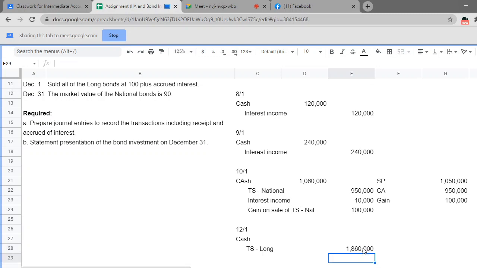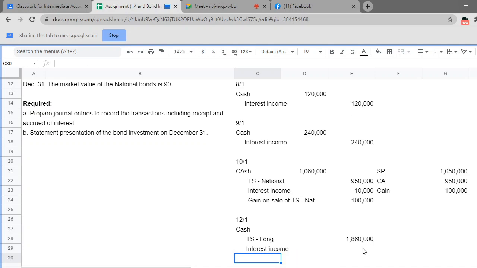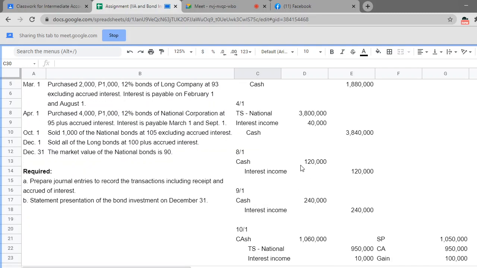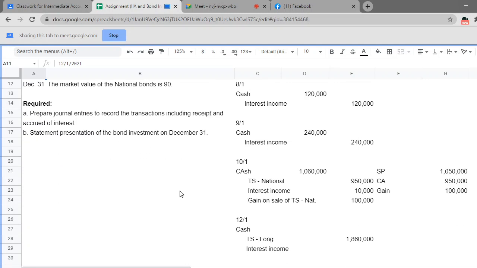Now, plus accrued interest. When was the last time Long paid interest? That was on August 1. So, from August 1 to December 1, how many months? That's August, September, October, November. That's 3 months. Therefore, we held the bonds for 3 months. What a pity, right?